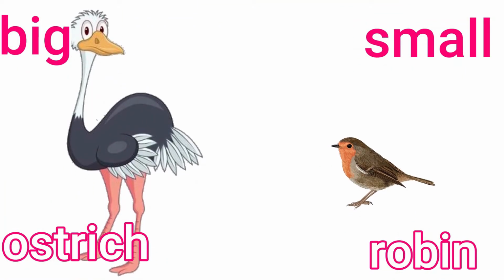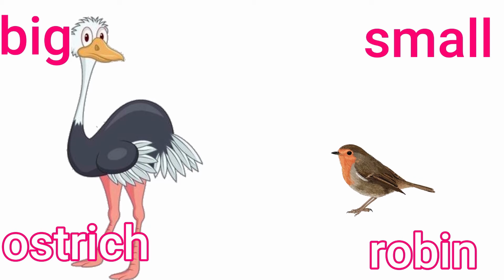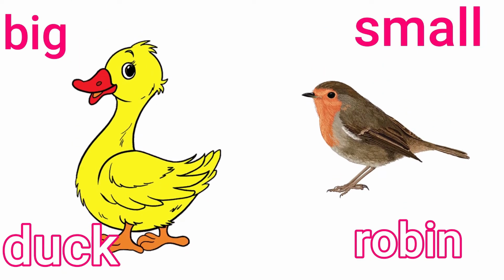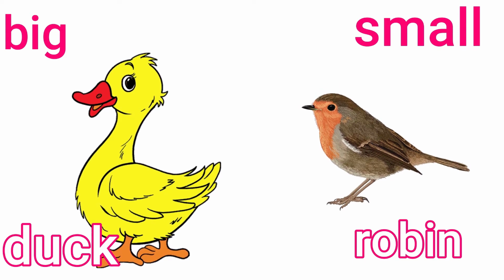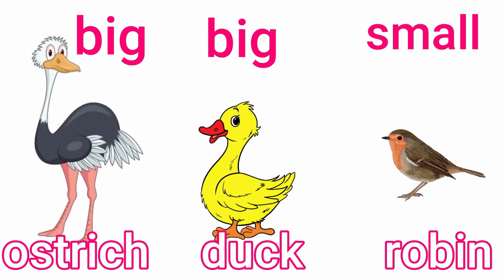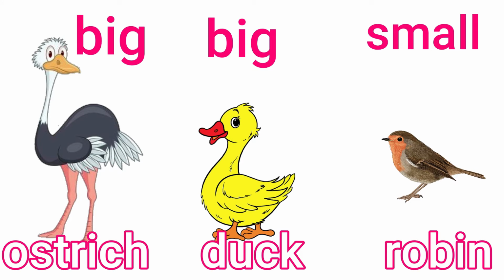Ostrich is biggest. Robin is very small. If we compare duck with robin, duck is big. Robin always small. Duck is bigger than robin. Ostrich is the biggest bird.